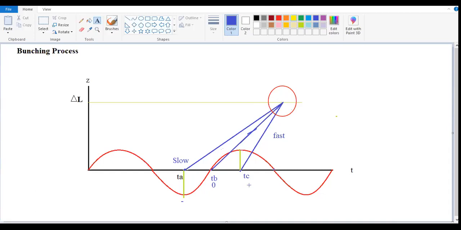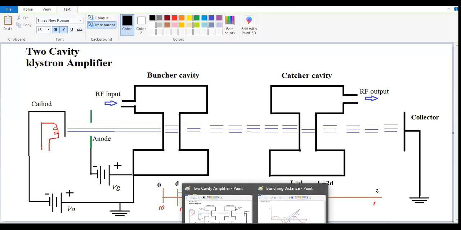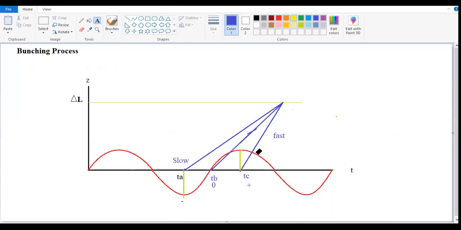So this bunch, as we have discussed here, is formed. This bunch is formed, whatever this bunching is there. So this is the bunching process. And in this bunching process, what happened? This bunching takes place.